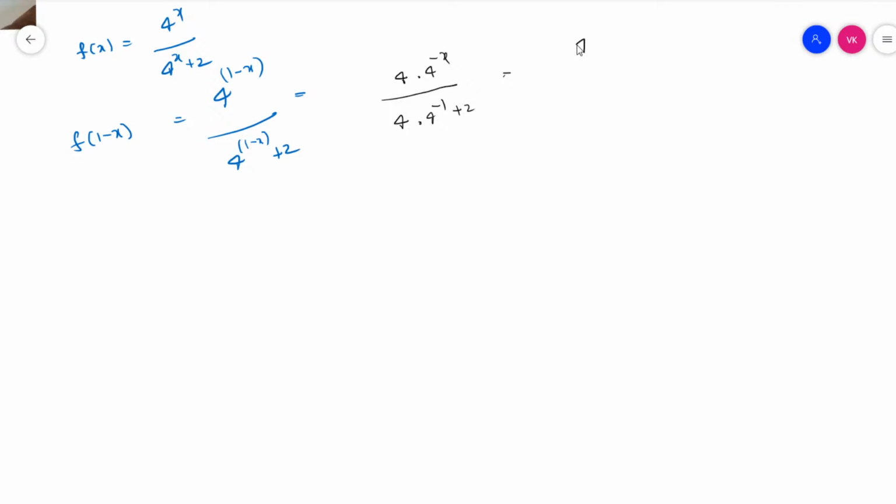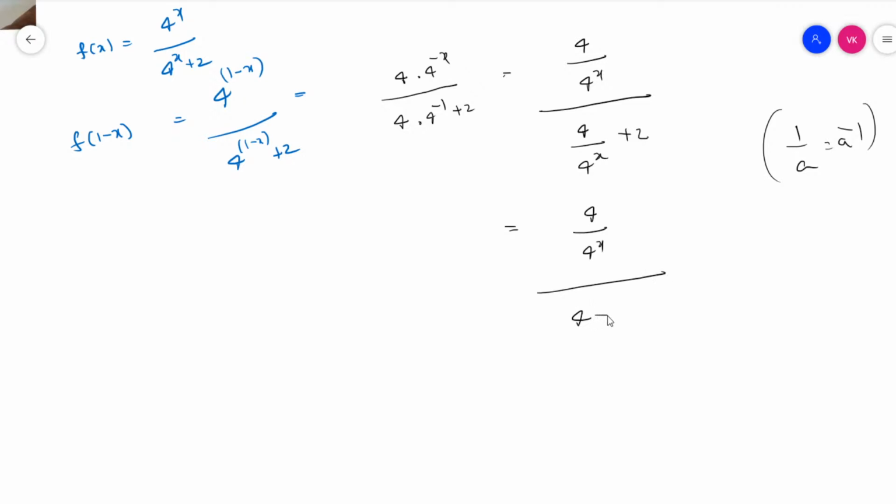Then 4 power of minus x we can write as 4 by 4 power of x whole by 4 by 4 power of x plus 2. Okay, that means we know that 1 by a is equal to a power of minus 1. In this way we write 4 power of minus x in the denominator, and then we take the LCM of the denominator. We get 4 plus 2 into 4 power of x by 4 power of x. Then cancel the denominators. Okay, we will get 4 by 4 plus 2 into 4 power of x.